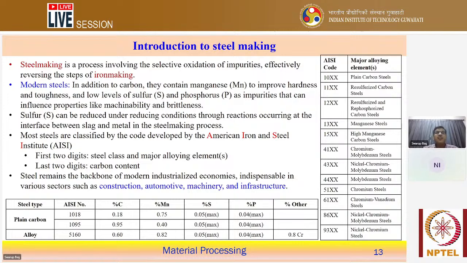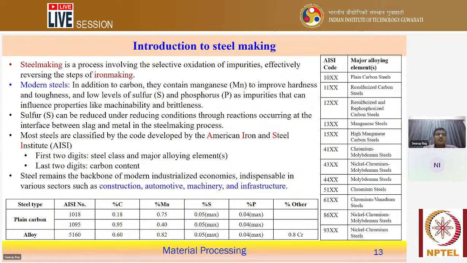A low level of sulfur and phosphorus is present as impurities, and that actually influences properties like machinability and brittleness, which can be imparted by the presence of sulfur and phosphorus in steel. But if there is too much sulfur, it can be reduced through the reaction occurring between the slag and the metal in the steel making process. So basically, through the formation of the slag, the sulfur can be removed in the steel making process.